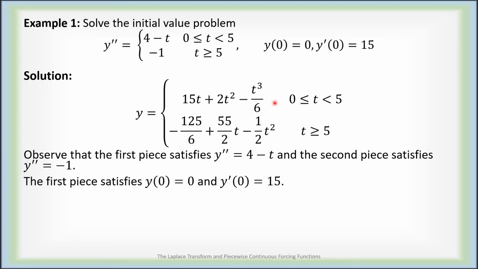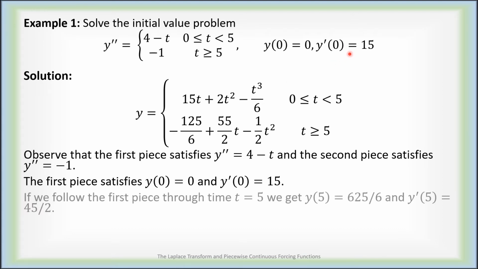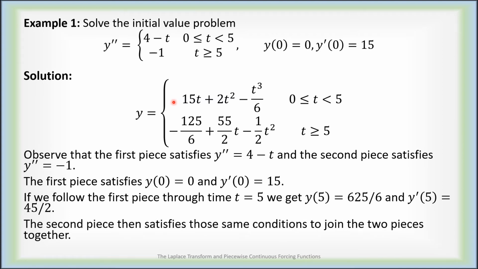Also, this first piece, if you plug in t equals 0, gives you y equals 0, matching the initial condition y of 0 equals 0. Also, the derivative of this, if you plug in 0, would give you 15, matching y prime of 0 is 15. Also, if you follow this function through time 5, you would end up with y of 5 is 625 over 6, and y prime of 5 is 45 over 2, which exactly matches this right here.